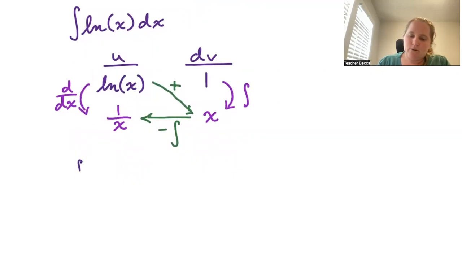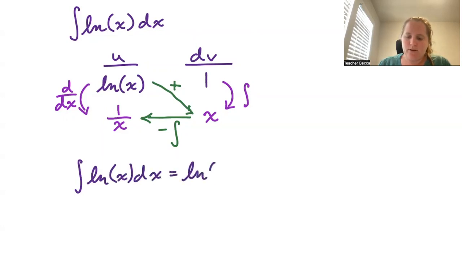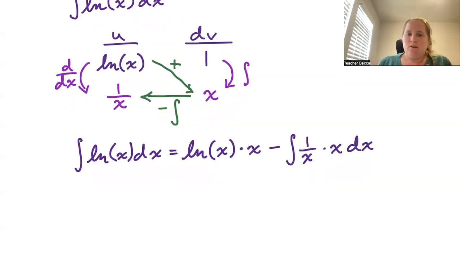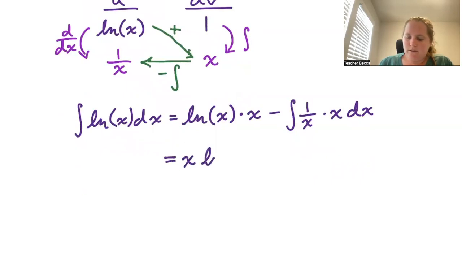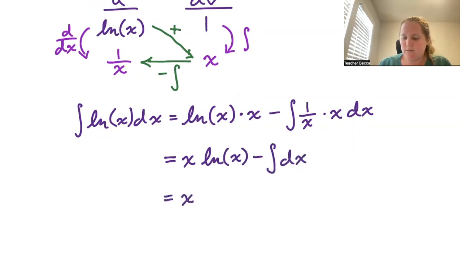So we are looking at the integral of the natural log of x. We have the integral of natural log of x dx is equal to the natural log of x times x minus the integral of 1 over x times x dx. This is simply x natural log of x minus the integral of dx, and we wind up with x times the natural log of x minus x and then plus c.